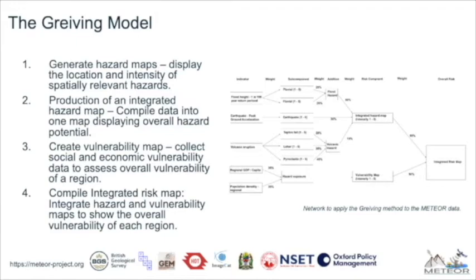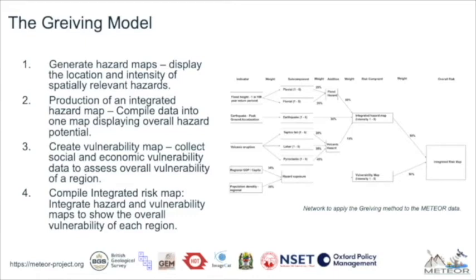The next stage of this model is the creation of a vulnerability map. Any available information concerning social and economic vulnerability is combined to create a map showing the overall vulnerability of each region. In this model, the exposure of infrastructure, buildings, and the production capacity are all defined by the regional GDP, and the human damage potential is defined by the population density.